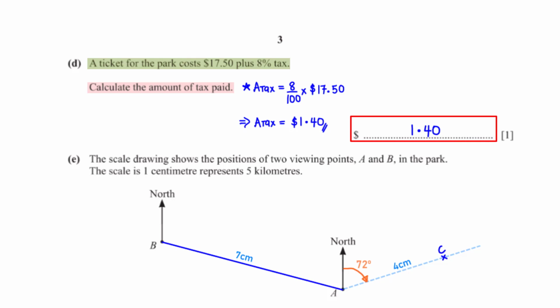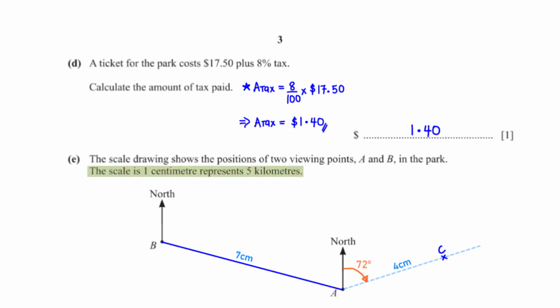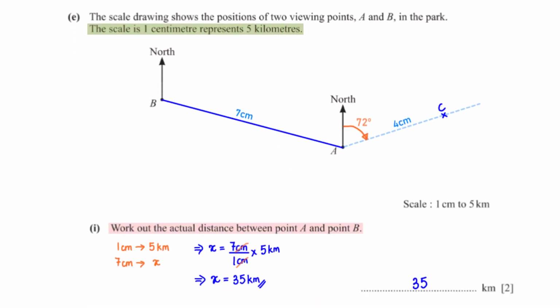The scale drawing shows the positions of 2 viewing points, A and B, in the park. The scale is 1 centimeter represents 5 kilometers. Work out the actual distance between point A and point B. First, we measure the distance between point A and B on the map. We get 7 centimeters. So now we set up the scale conversion to get the actual distance. When we cross multiply and make x the subject, this is what we have, which is equal to 35 kilometers.